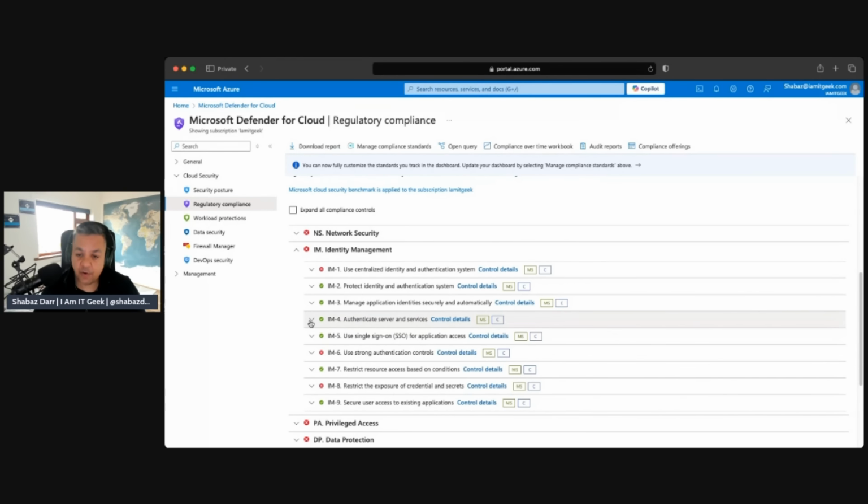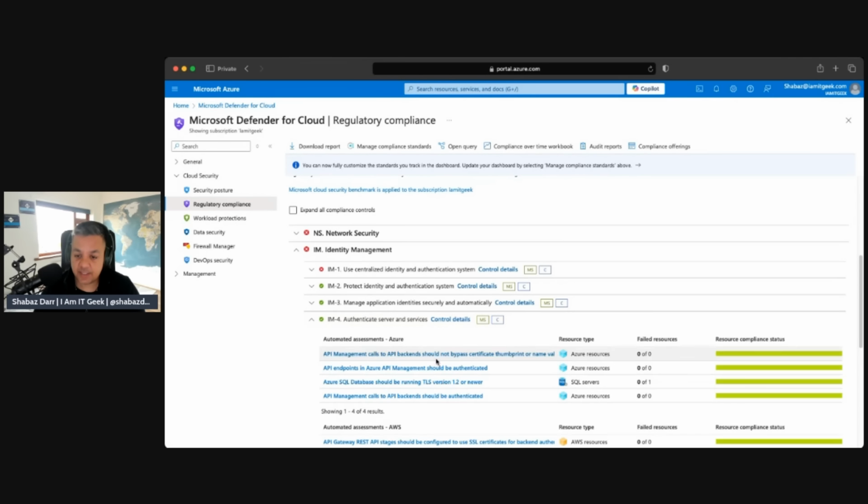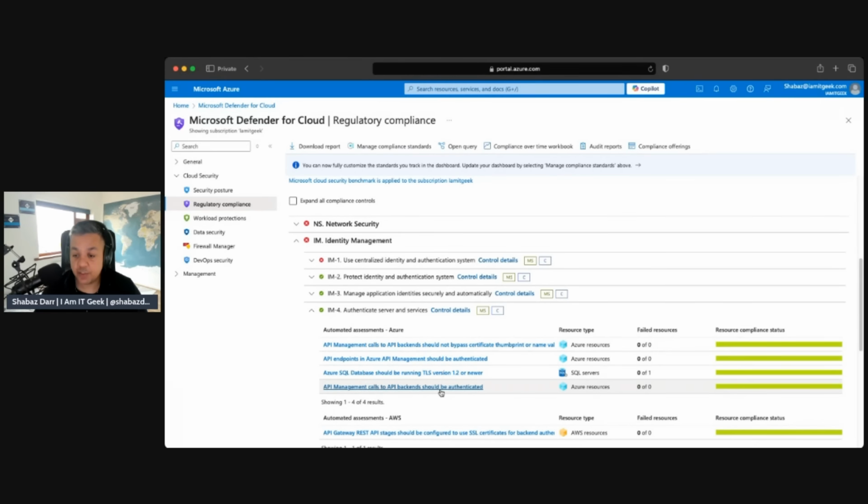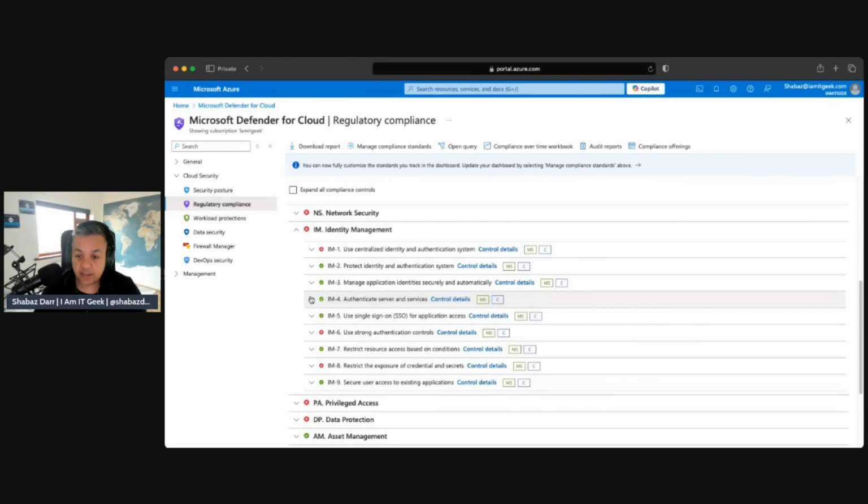And then we've got IAM-4, which is authenticate server and services. So if you've got APIs and Azure SQL databases, these are IaaS and PaaS services, putting in things like API endpoints in Azure API Management should be authenticated. Azure SQL database should be running TLS version 1.2, and API Management calls to API backends should be authenticated as well. Again, it's going to help you with that whole identity as the new perimeter.